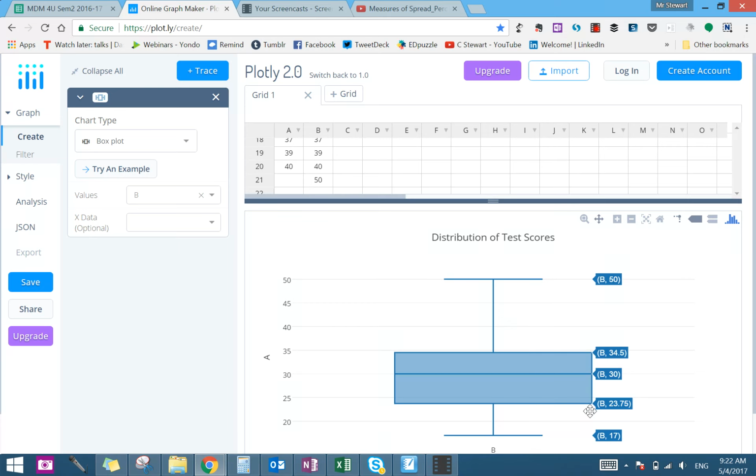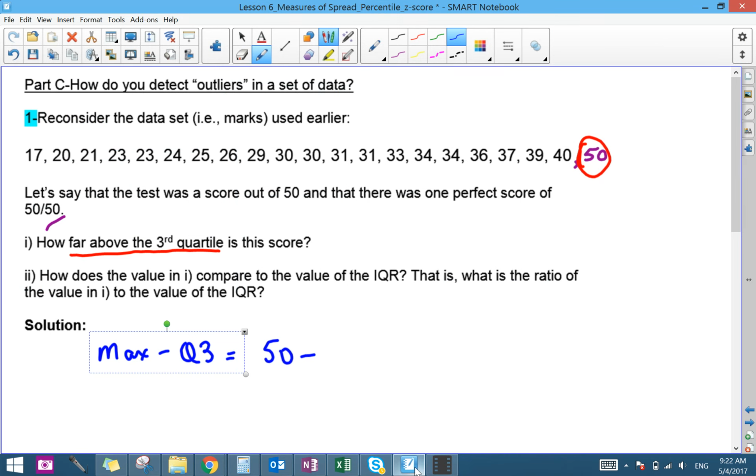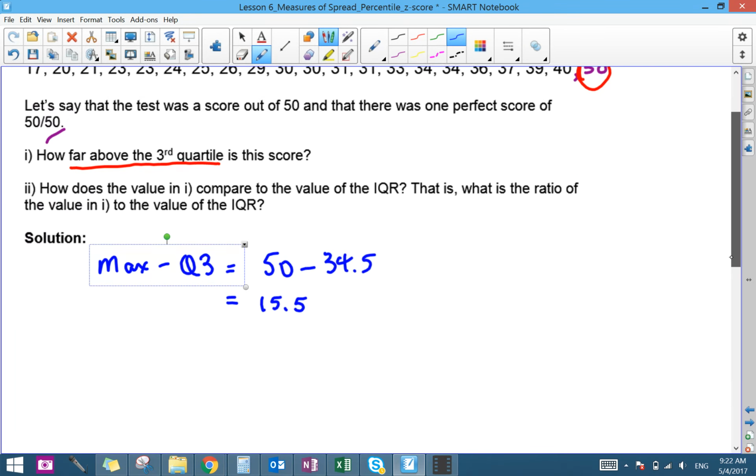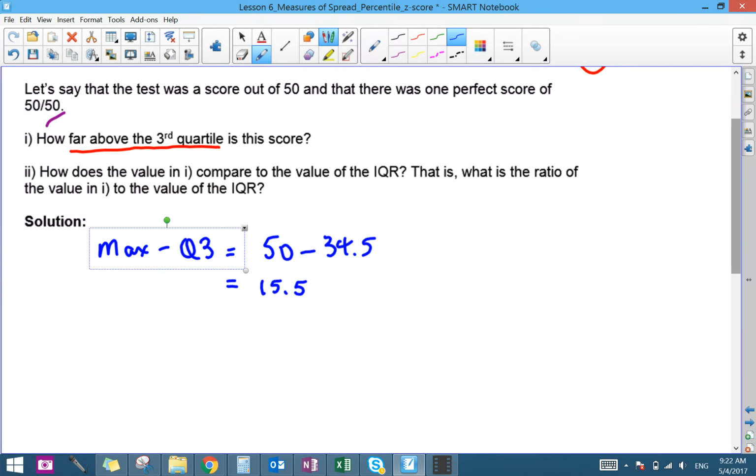Okay, but being that we're using tech, we're going to utilize these quartile values. So 34.5 is our third quartile. I'm going to utilize that in my calculation. That gives us a difference of 15.5. So to conclude, that means that 50 is 15.5 marks above the third quartile, with marks representing those raw scores.